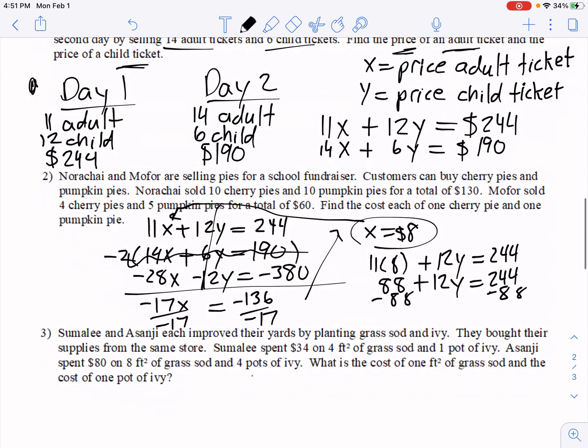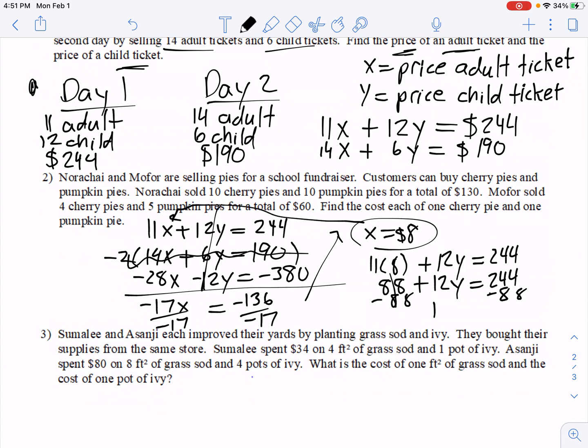So then we'd have 12Y equals 156. Divide by 12 on both sides, and we end up with y is equal to 13. Now again, y represents the price of child tickets, so it's really $13.